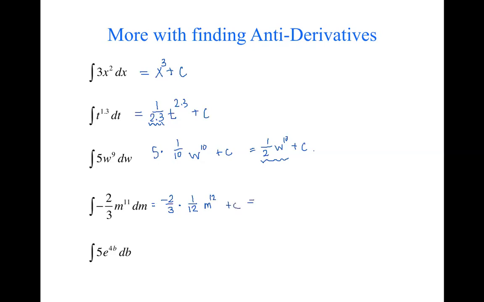And just to clean this up, instead of writing a function that has 2 coefficients, what is that? -1/18 in reduced form, m to the 12th. And again, if you check, say, oh yeah, take the derivative of this, I get 12 times -1/18, -2/3, and m to 1 lower a power.